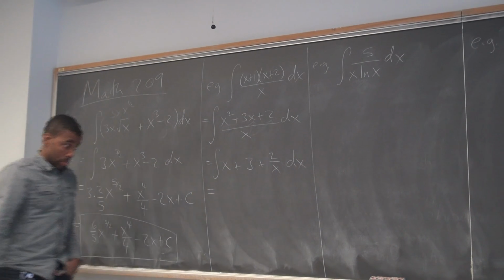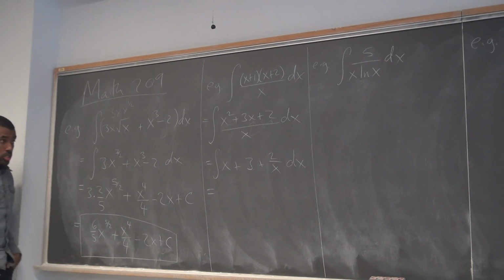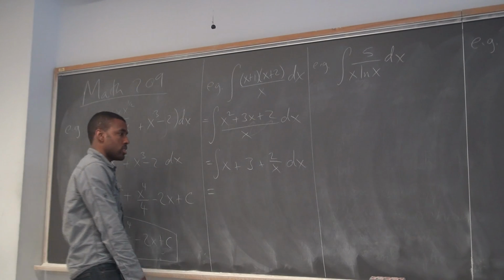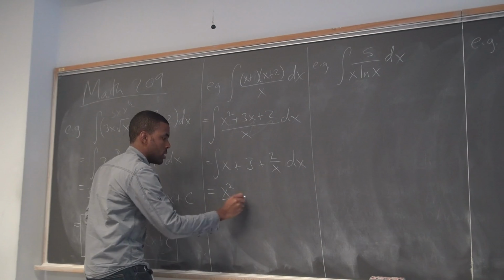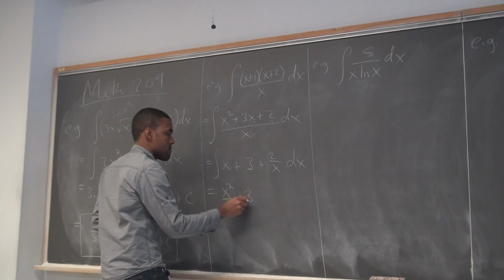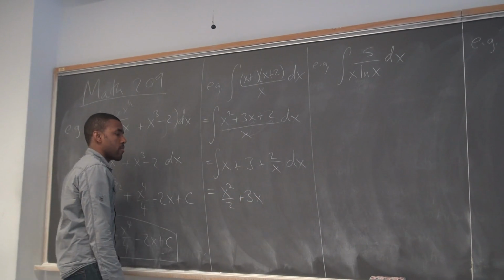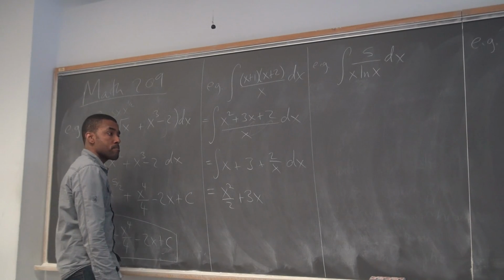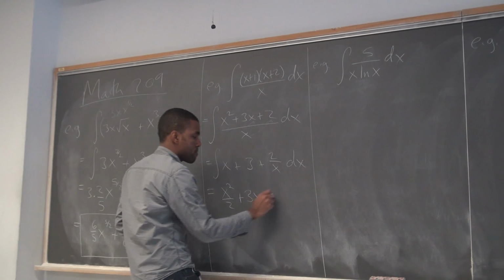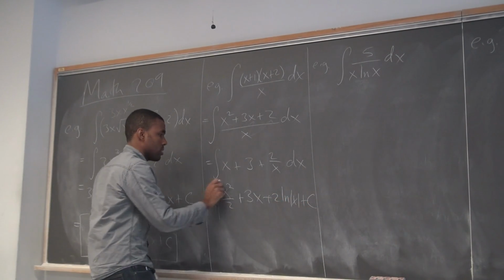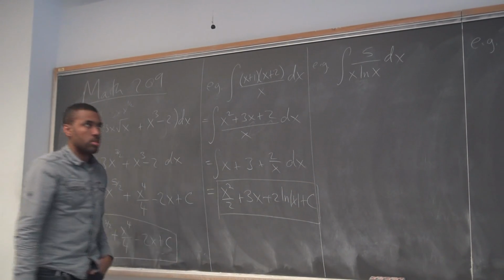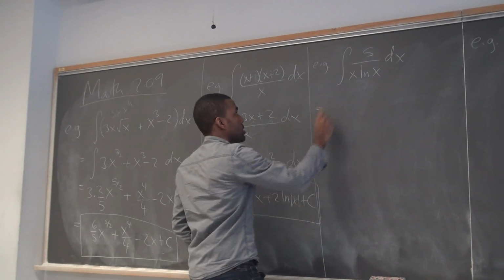And of course, you can apply the sum rule, so we just integrate each term. Integral of x is x squared over 2, integral of 3 is 3x, integral of 2 over x is 2 ln absolute value x, plus c. Right. What about this one?